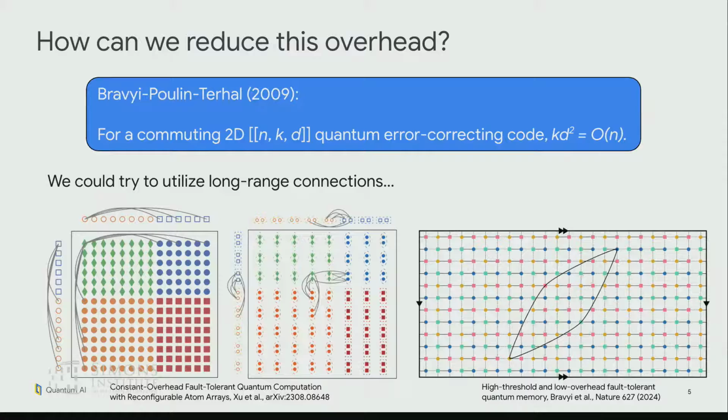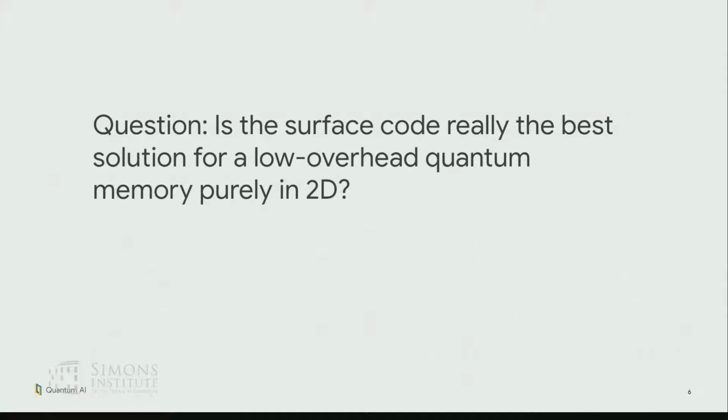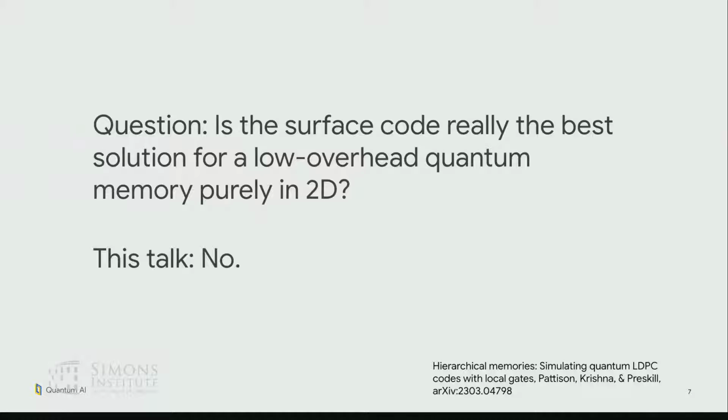Now you could try to build long-range connections, and we've seen a lot of really nice work from neutral atoms groups and superconducting groups. But it is for certain architectures a lot simpler to build nearest neighbor connections. And so a natural question that you might ask yourself is, is the surface code really the best solution for a low overhead quantum memory in 2 dimensions? And the answer is, in my opinion, no.